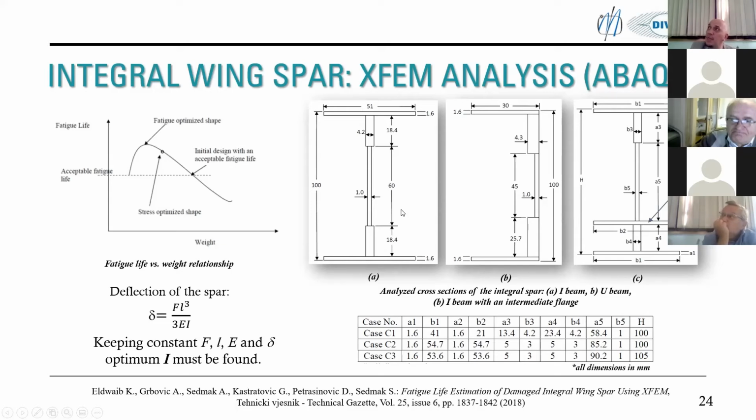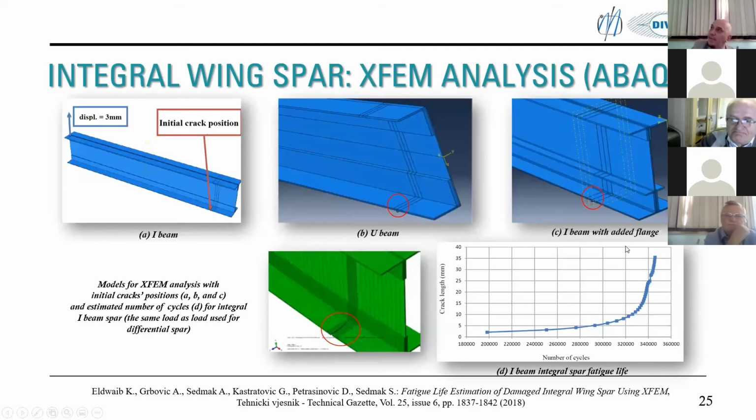but we change the cross-section, as you can see, and we analyze 3 different types. And all these 3 types are used in aircraft design. So this is an I-beam, then the one in the middle is a U-beam, and finally an I-beam with an intermediate flange, as you can see on the screen. And especially for this flange, we used an optimization method to find optimal values for B1, B3, all these dimensions, in order to get the longest possible fatigue life.